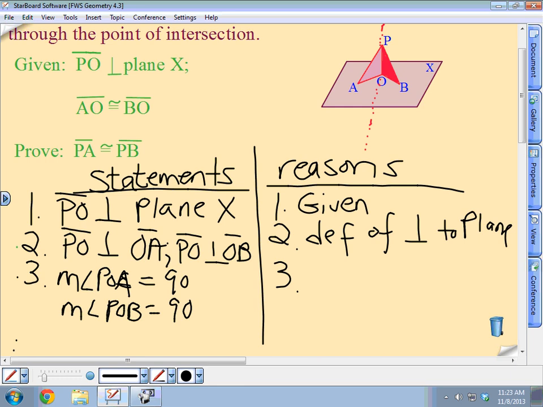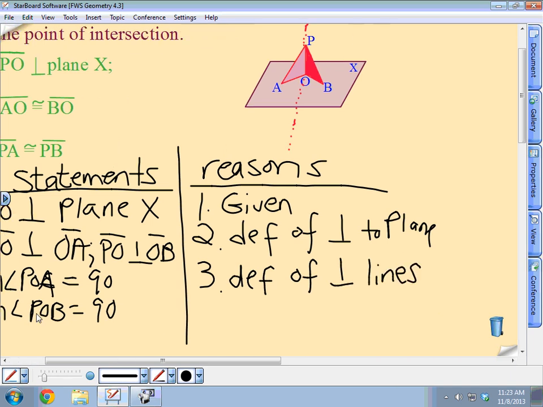So then the substitution property? No, you're going a step ahead of me. What's the reason for this? How do we know that these two angles equal 90 degrees? Because of the definition of perpendicular lines. POB over here, definition of perpendicular lines. POA, that's 90, right? Yeah, these are both 90. Definition of perpendicular lines, right? Everybody following? Yeah.